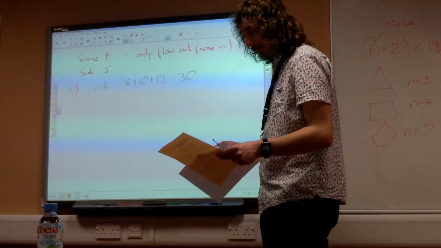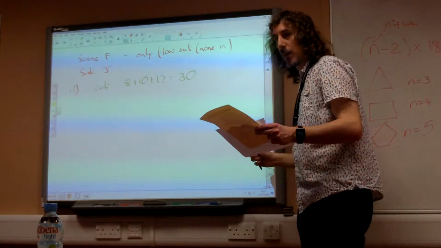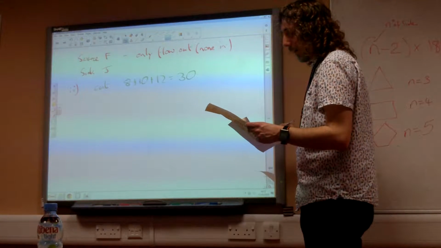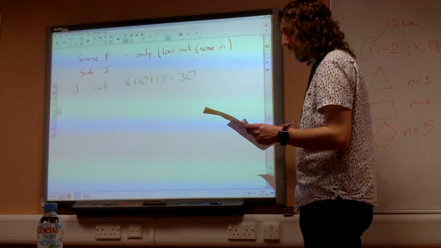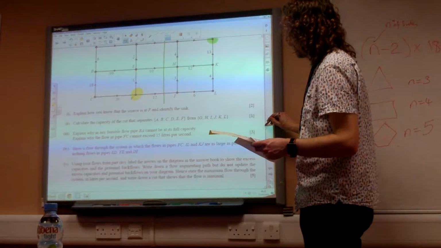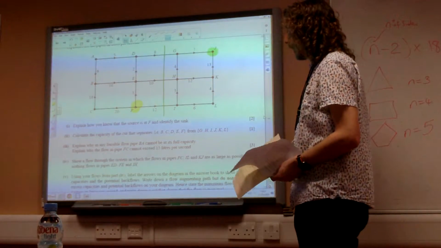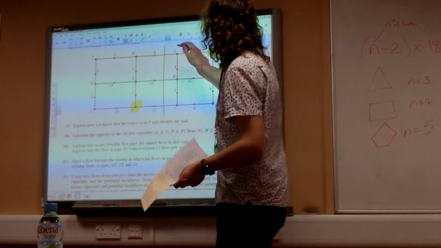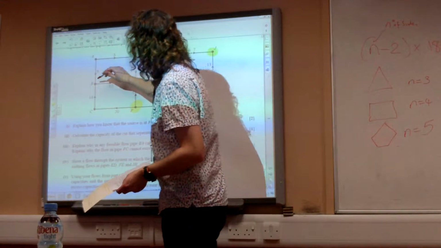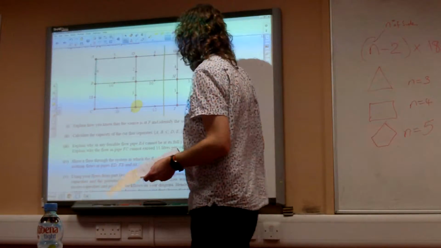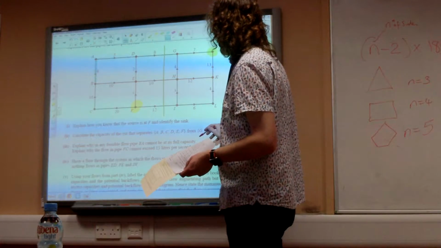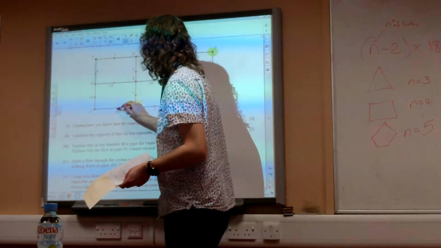Explain why, in any feasible flow, pipe BA cannot be at its full capacity. Explain why the flow in pipe FC cannot exceed 15. So again, we probably need to look at this, don't we? In any feasible flow, why BA cannot be at its full capacity. So BA is that one. And why the flow in pipe FC cannot exceed 15. So there's FC.